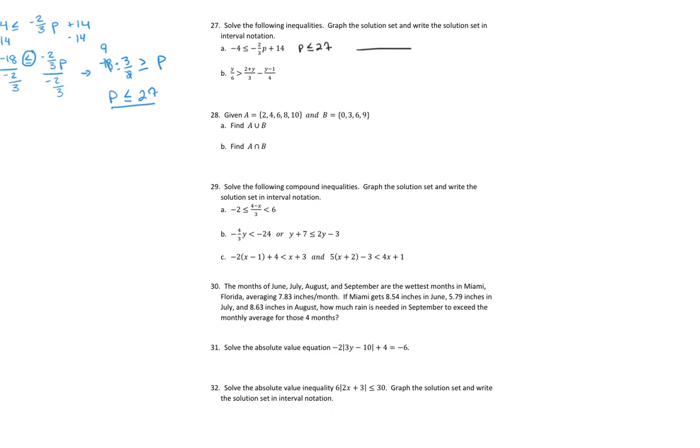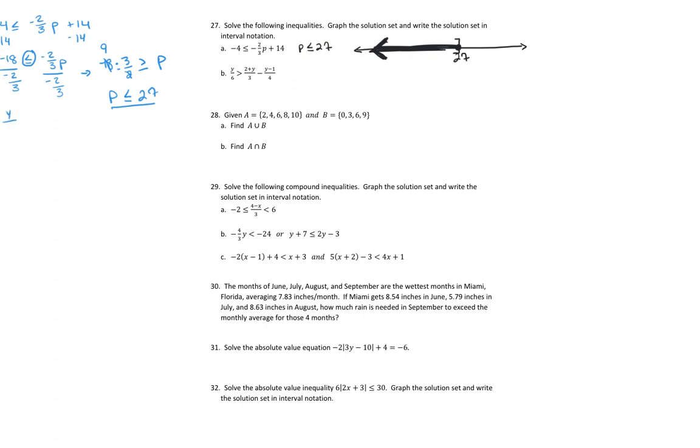And then if we want to graph the solution set, we're going to throw 27 on here. And it is a filled in circle or a bracket. And it is everything to the left of that. So our solution is anything less than or equal to 27. All right, now for the next one, similar idea.